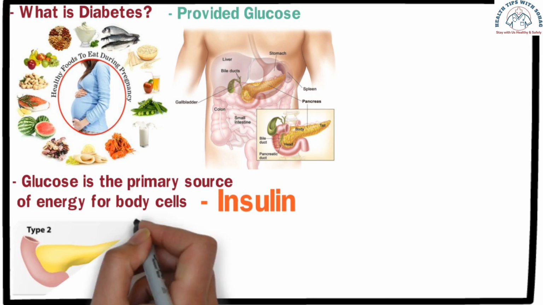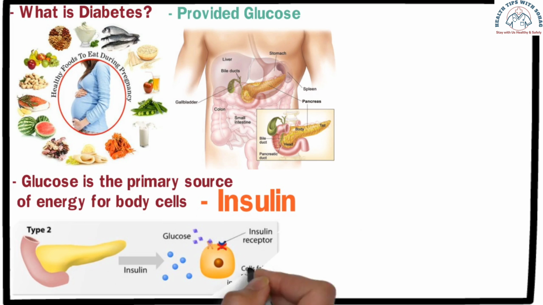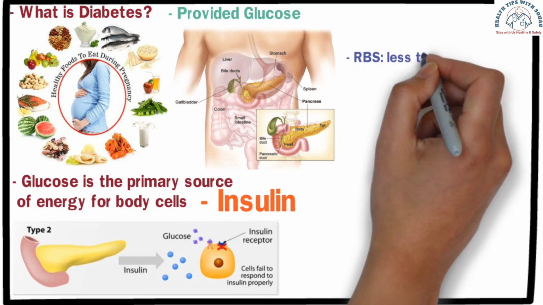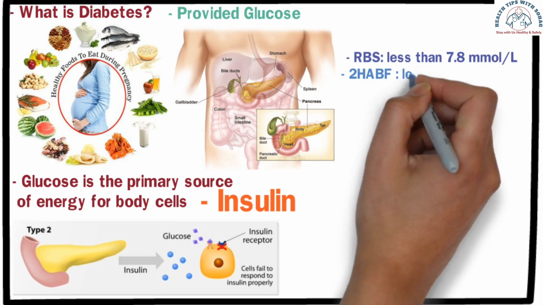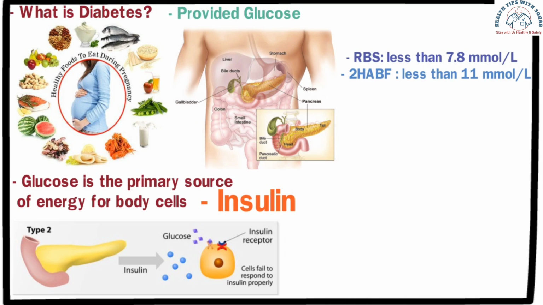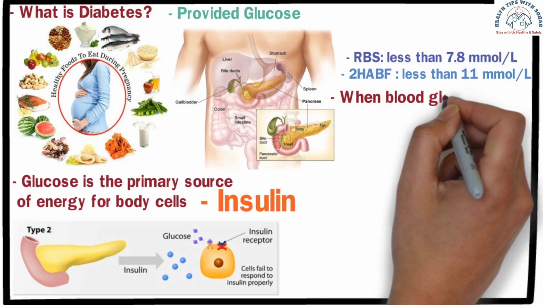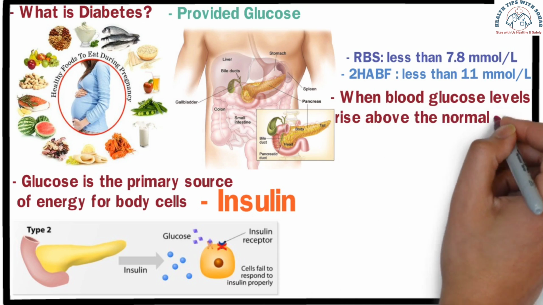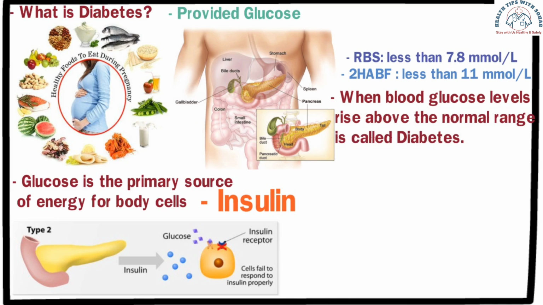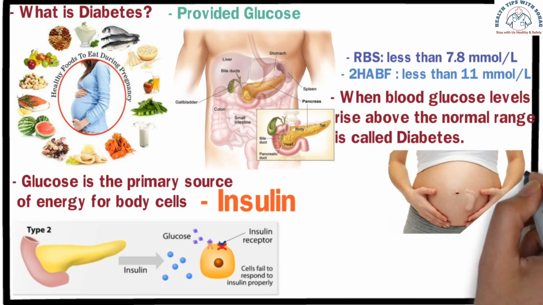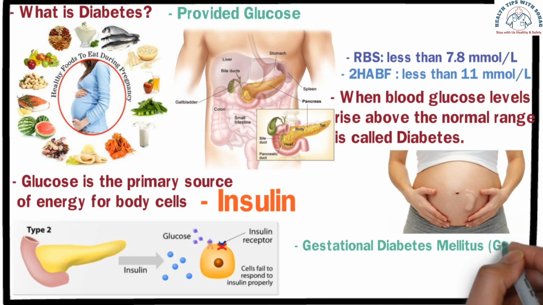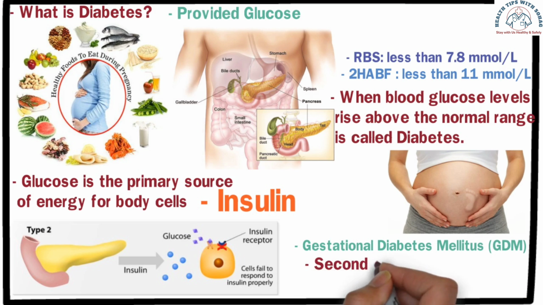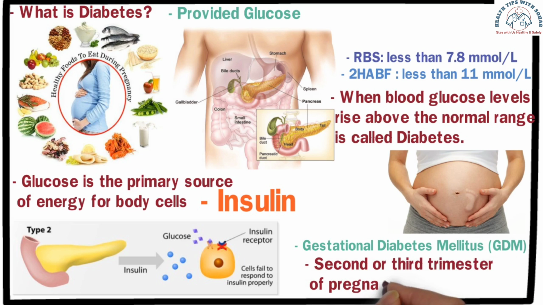utilized to produce energy. The normal blood glucose levels are as follows: random blood sugar, RBS, less than 7.8 millimoles per liter; 2 hours after breakfast, 2HABF, less than 11 millimoles per liter. When blood glucose levels rise above the normal range, the condition is referred to as diabetes mellitus. If this increase occurs during pregnancy, it is known as gestational diabetes mellitus, GDM. GDM typically develops during the second or third trimester of pregnancy.